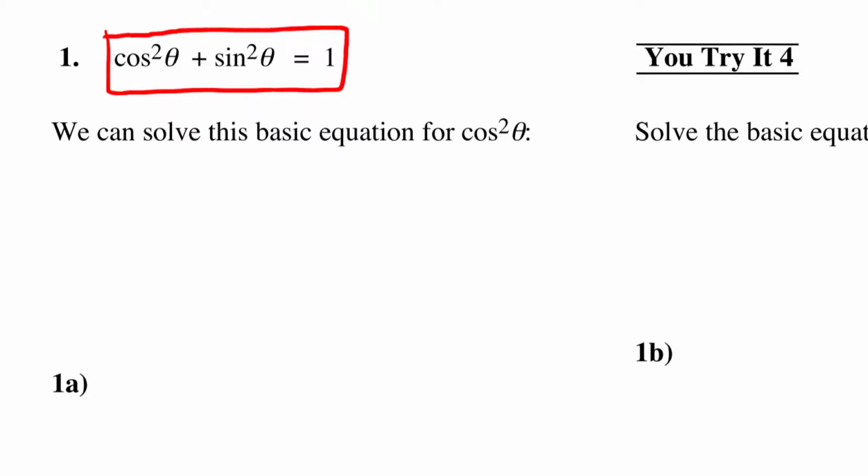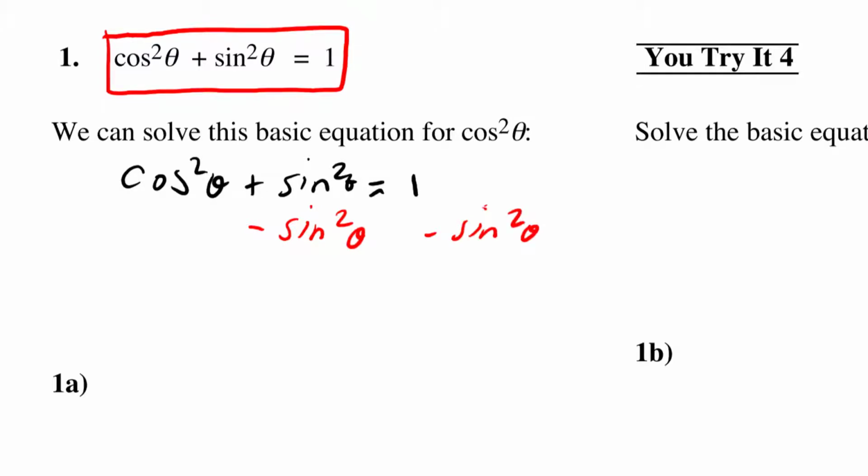Let's see how we can use this basic identity, cosine squared theta plus sine squared theta equals 1, to develop some other identities. We'll start by solving this basic equation for cosine squared theta. That means, of course, we want to get cosine squared theta alone on the left side. And the way to do that is to simply subtract sine squared theta from each side.